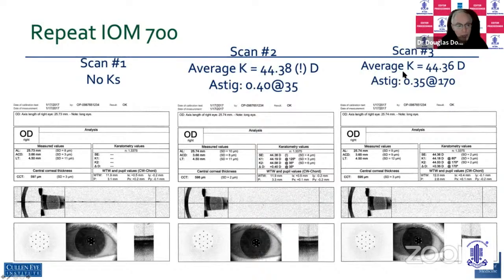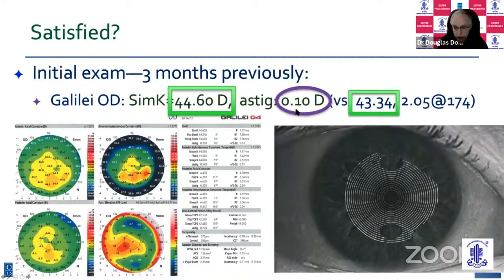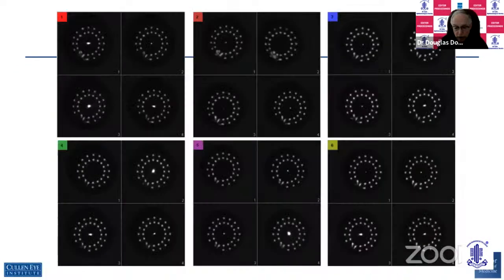And then I went back and I looked at the patient's exam 3 months previously. The Galilei said that the mean corneal power is 44.6, but the LenStar at the time he presented for surgery was 43/34. And the astigmatism that I had gotten with the Galilei was 1/10 of a diopter as opposed to 2 diopters with the LenStar. So it shows the amount of error that can be introduced.